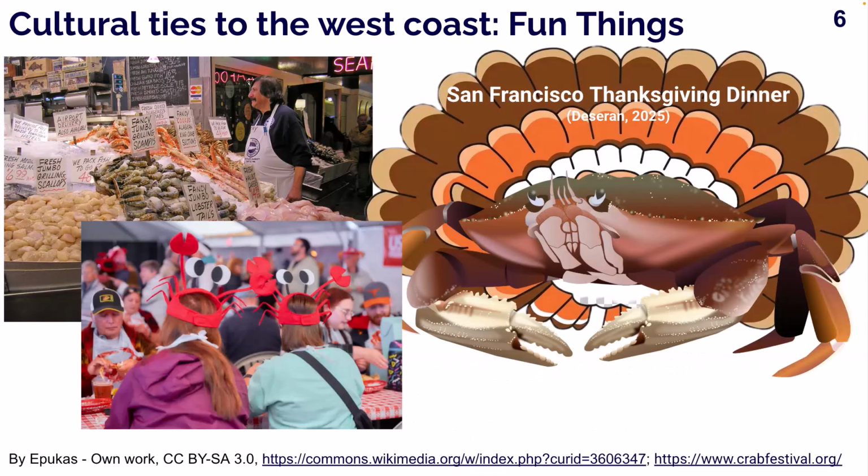Also on the West Coast, a few fun things. In the top left, I have a picture from the Pike Place Market here in Seattle. It's kind of small and a little cut off, but they're selling Dungeness crab legs along with a bunch of other crabs and seafood. And at the bottom, there is a Dungeness crab festival in Washington where essentially everyone gets together and eats a lot of Dungeness crab. In San Francisco, it is considered a Thanksgiving tradition to eat Dungeness crab as opposed to turkey. So it's deeply ingrained within the culture of the West Coast.